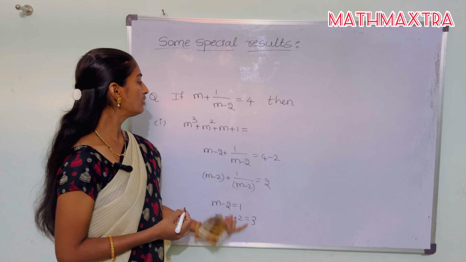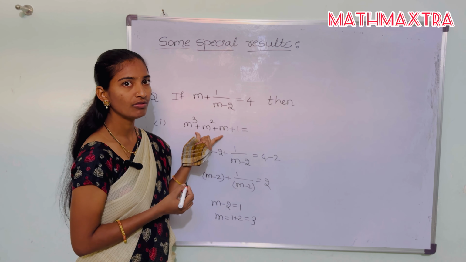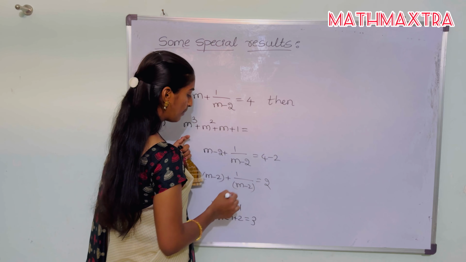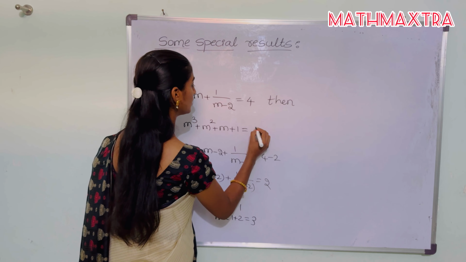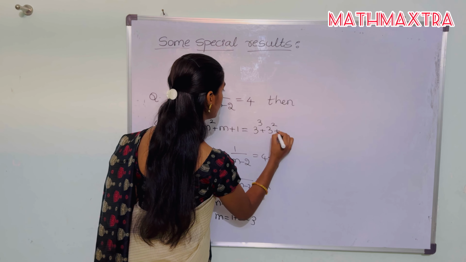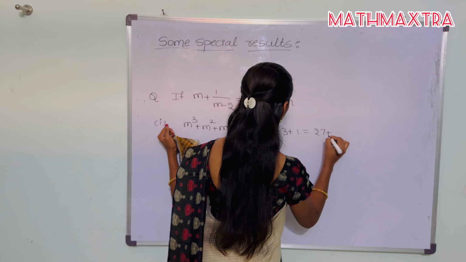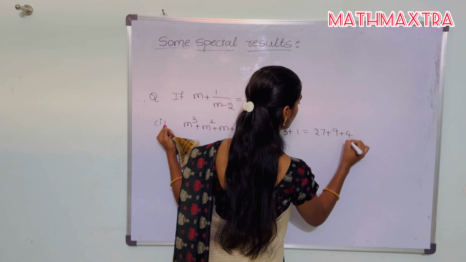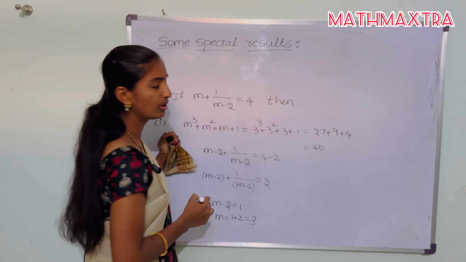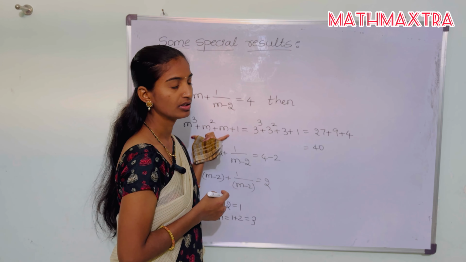If you substitute this value in the given expression, we can find out this value, isn't it? See, you substitute m is equal to 3 in this expression: 3 cube plus 3 square plus 3 plus 1, which is 27 plus 9 plus 4, which is 40. So the value is 40. Okay, so this is how we can calculate the value of this expression.